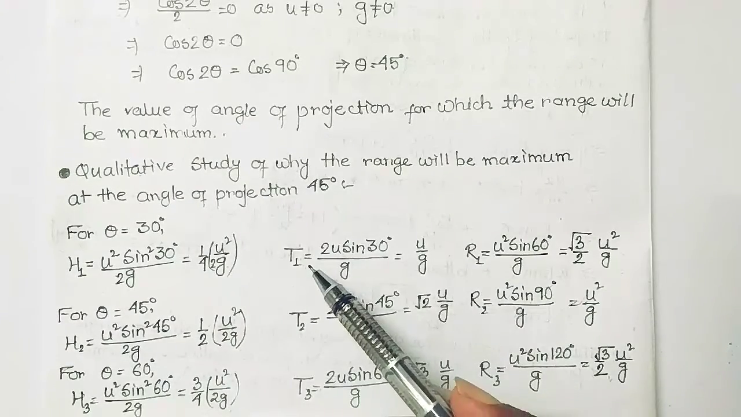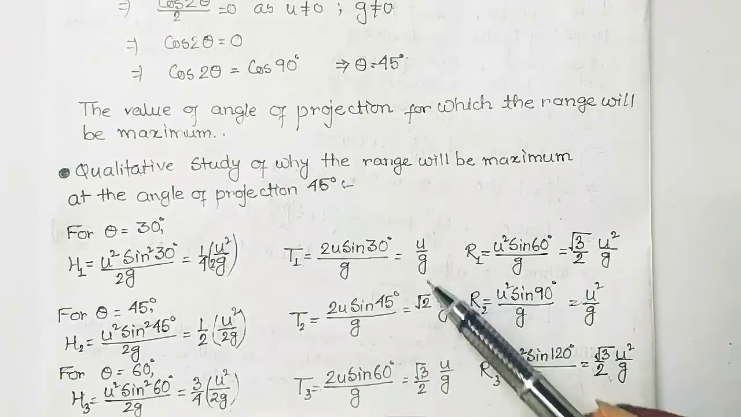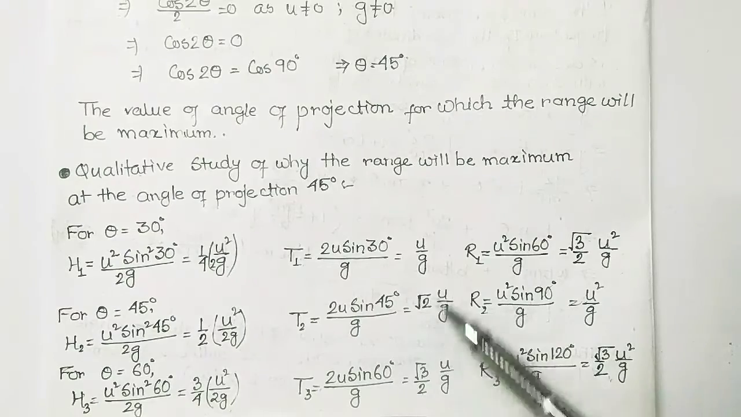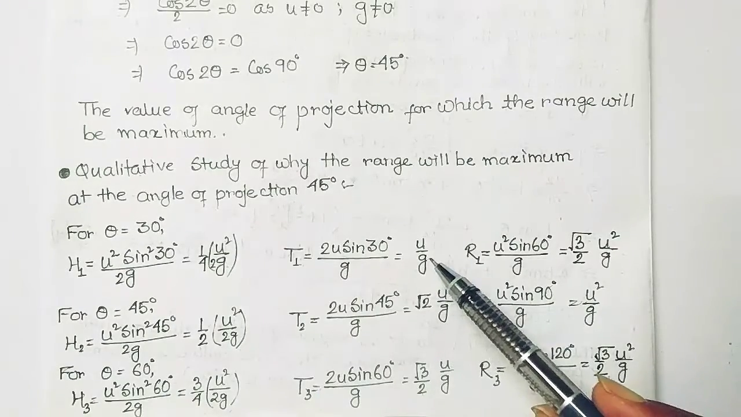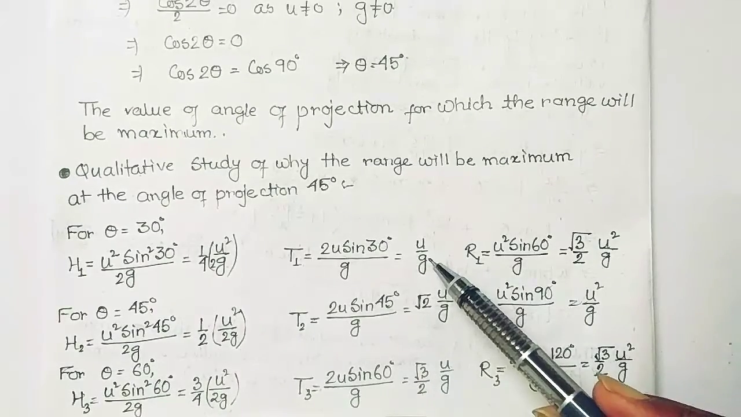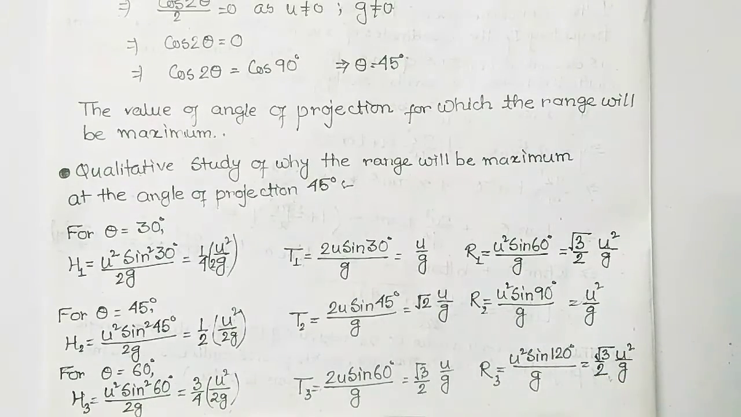Now if I talk about the times, then for theta equal to 30 degree, it is u by g. For theta equal to 45 degree, it becomes 1.414 into u by g, and for theta equal to 60 degree, it is root 3 by 2, that is 1.732 divided by 2, that is 0.866 into u by g. So just see, it is 1, it is 1.414, it is 0.866. The time of flight is changed, it is increased and again decreased. So from this qualitative study, we can get an idea.